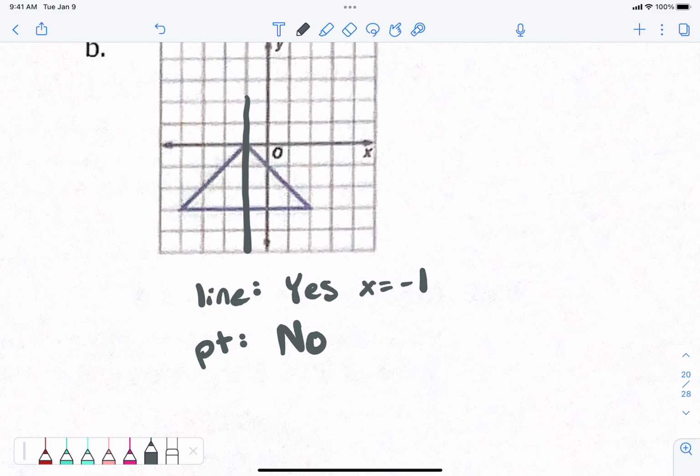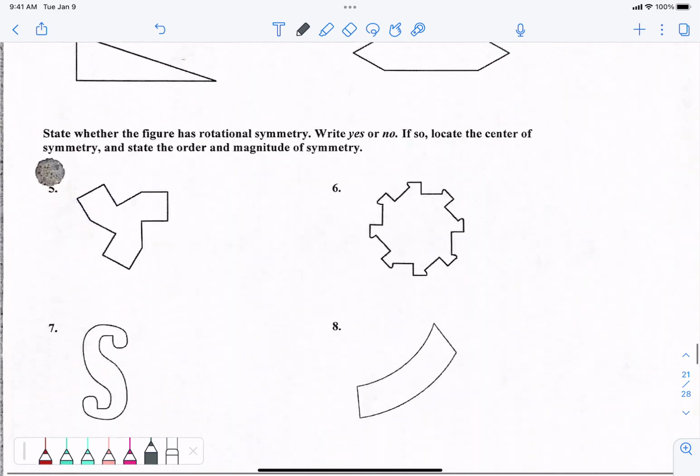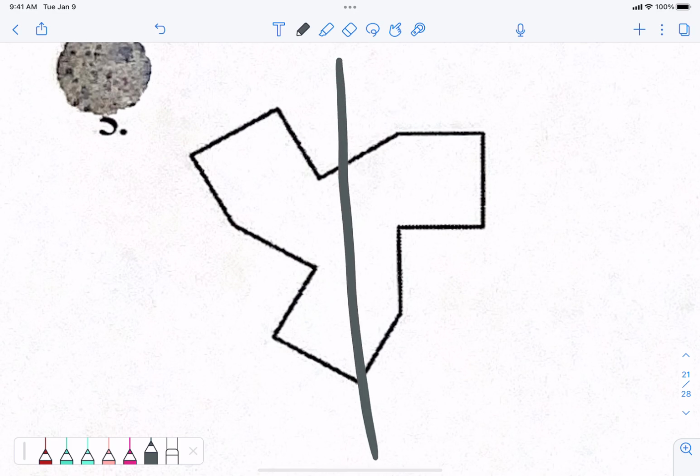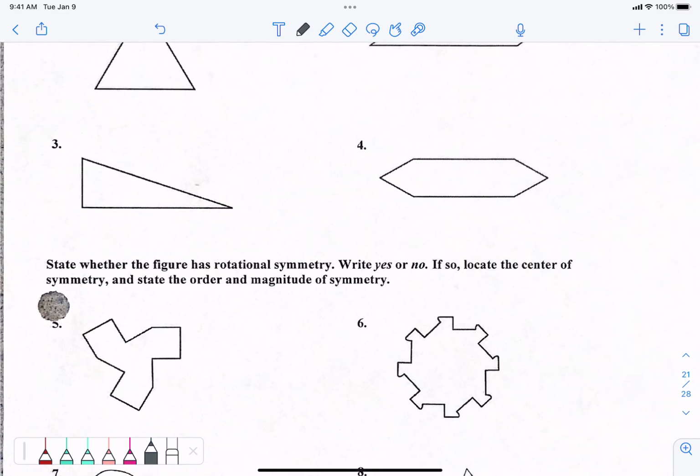Can you think of a scenario where it has point symmetry or rotational symmetry but not line symmetry? I'm looking at ones on your homework assignment, like number 5 on skills practice. Does he have a line of symmetry? Can I draw a line down the middle? No, but does he have rotational symmetry? Yes. So again, one doesn't necessarily imply the other or vice versa. Just because he has one doesn't mean he has all of them, okay?